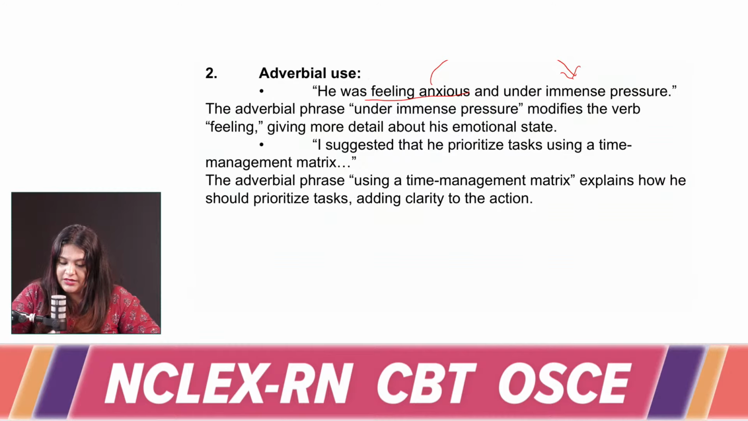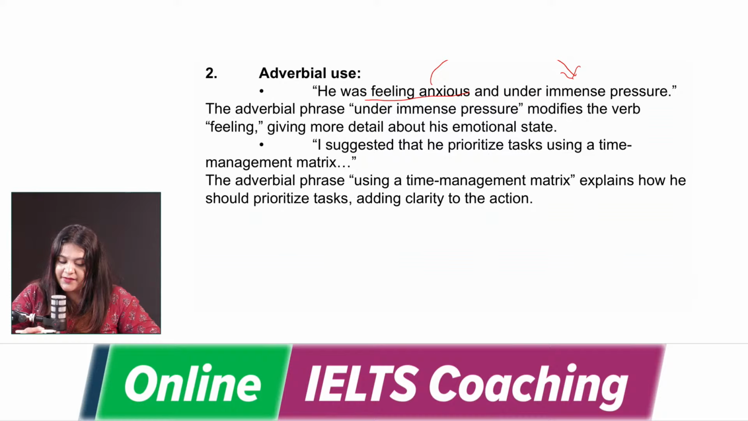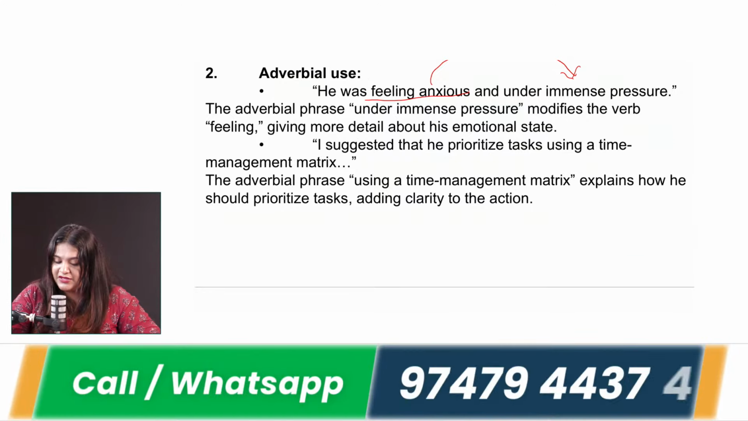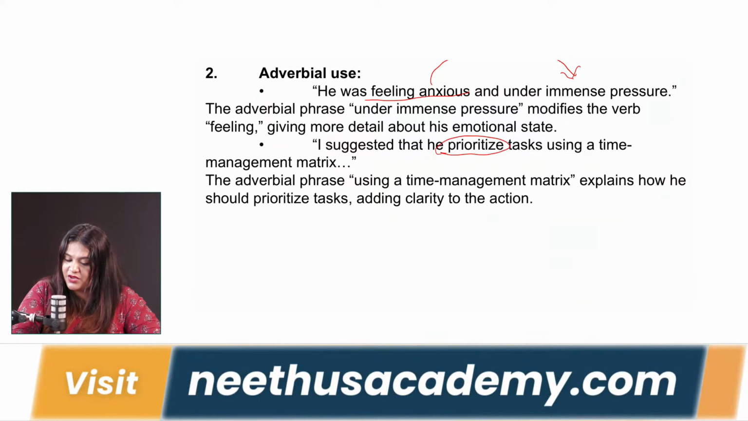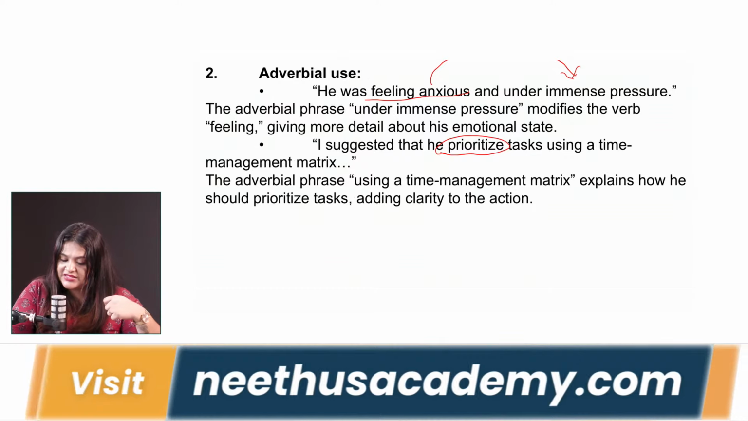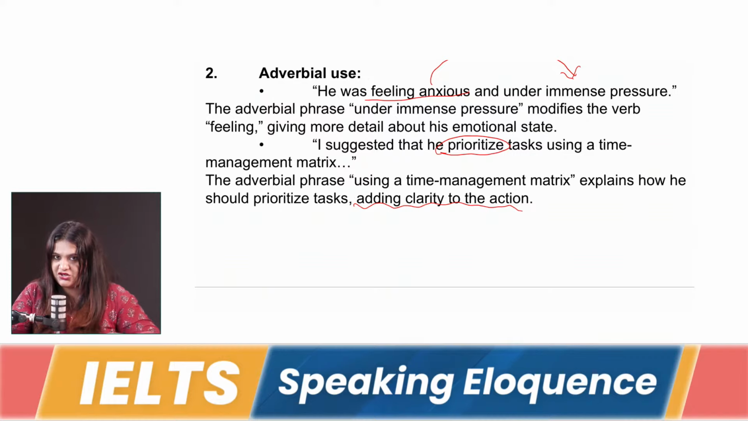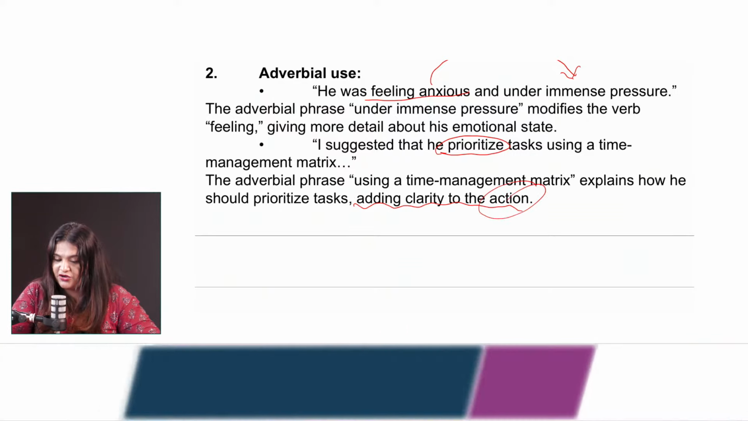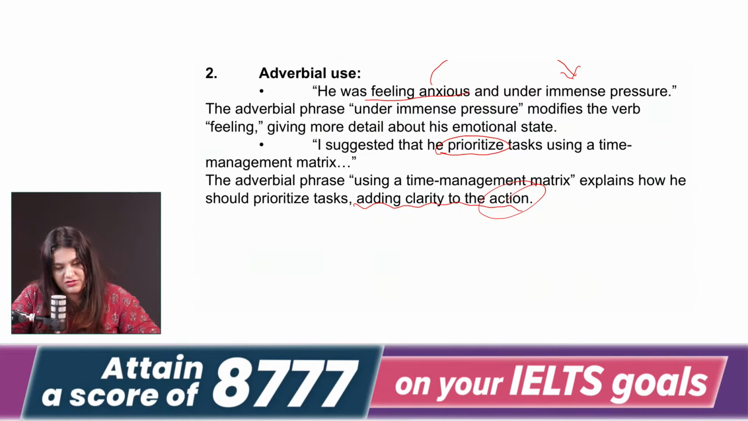Then the next one is, "I suggested that he prioritize tasks using a time management matrix." Here, using a time management matrix explains how he should prioritize tasks. Prioritize is a verb. So when I say using a time management matrix, I'm adding clarity to the action, and the action is prioritize. This is how you can use adverbial uses in your speaking test.